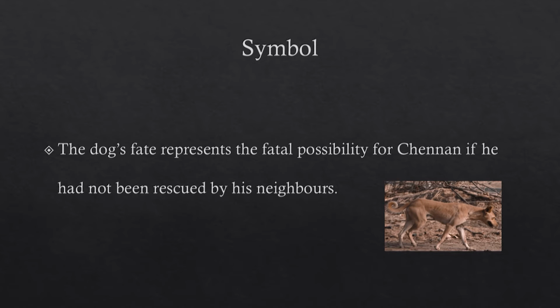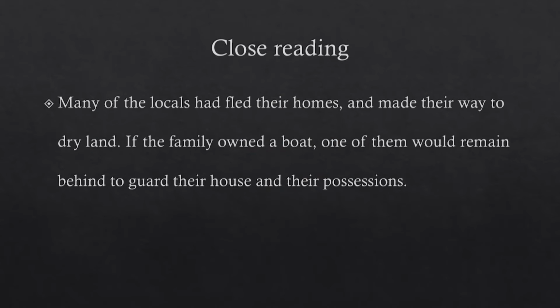The dog's fate represents the fatal possibility for Chennan if he had not been rescued by his neighbors. So Chennan has been lucky, but what if he had not been rescued is the story that the dog suffers in the rest of the narrative. Now let's do a little bit of close reading to draw certain significant implications for the purpose and the function of the dog in this story.